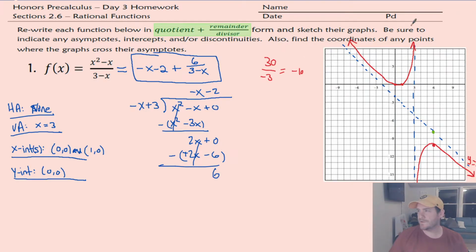But that's it. So are we done here? Be sure to indicate any asymptotes. Done. Intercepts. Done. Discontinuities. The only one we have is the asymptote. We will see some examples of graphs today on this homework that have asymptotes and holes, but we'll cross that bridge when we come to it. It says also find the coordinates of any points where the graphs cross their asymptotes. Yeah, so we did that math. We didn't do the math, we just talked about it. We said that because this numerator was constant, there's no way it's ever going to equal 0, there's no way it's ever going to cross, so that's it.